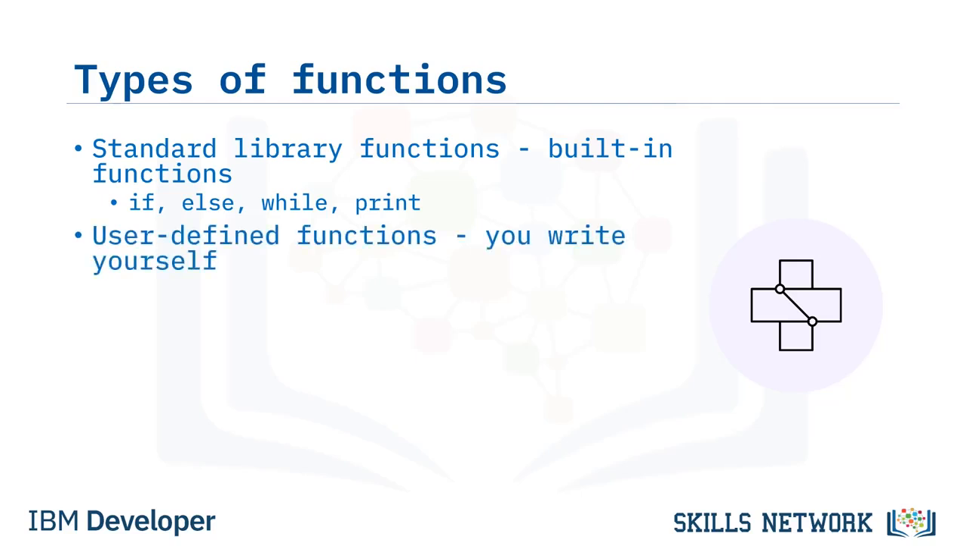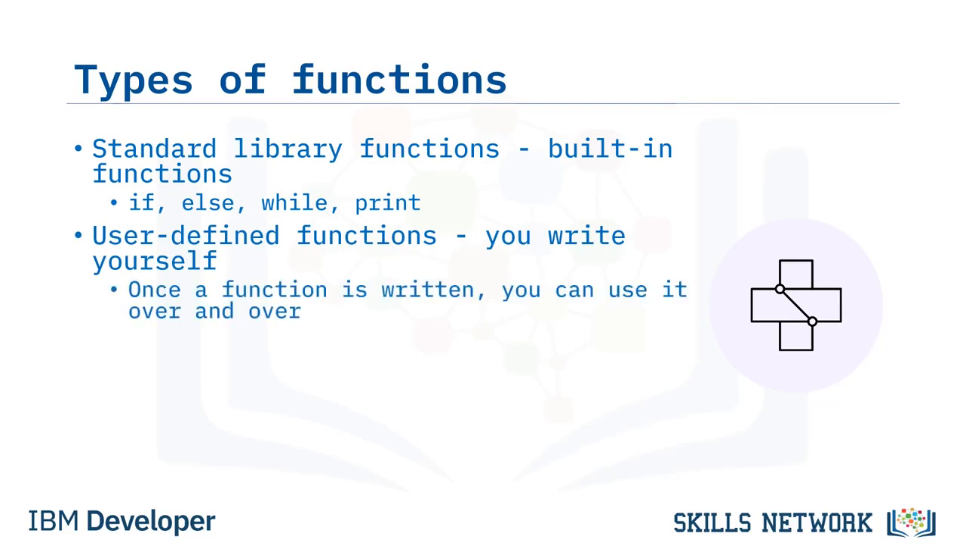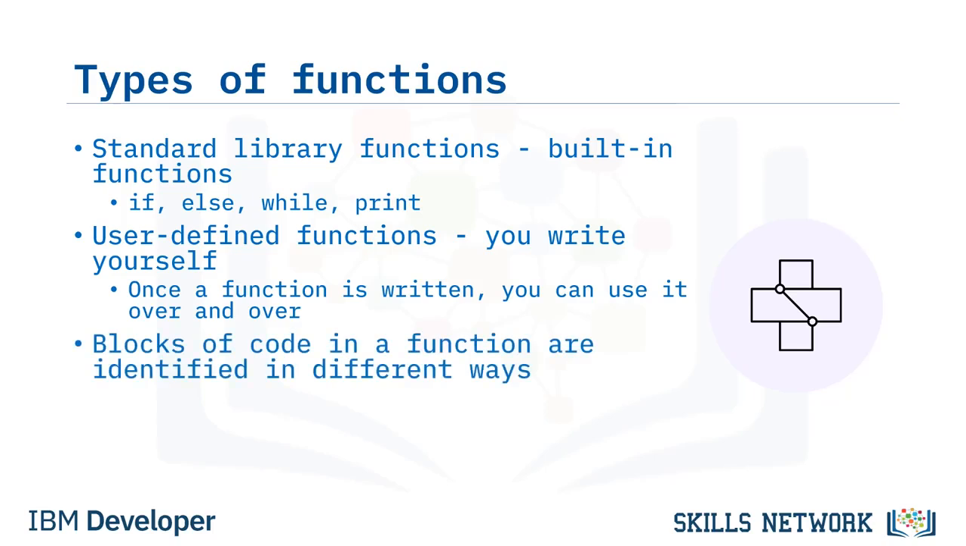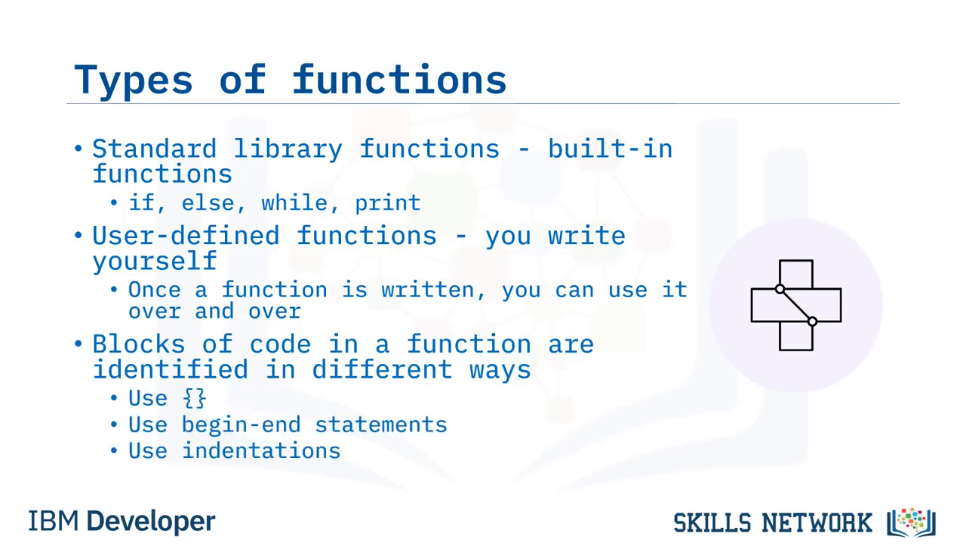But programming languages also allow you to write your own functions. And once you've written a function, you can use it over and over again. The way that the blocks of code that make up a function are identified is different across programming languages. Some use braces, some use begin and end statements, and others use indentations, for example.